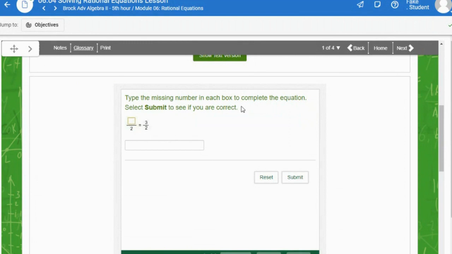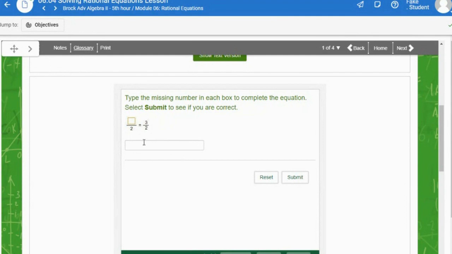Type the missing number in each box. So what number would we put here? Blank over 2 equals 3 over 2. You're like, that's a trick question, right, Mr. Brock? Blank over 2 equals 3 over 2. Is it 7? 7 over 2 equals 3?